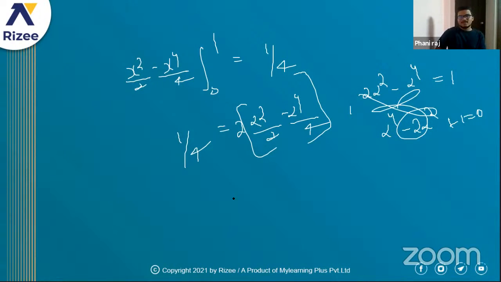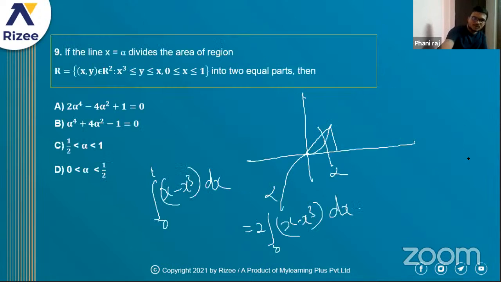Okay. So multiplying with 4, what do you get? 1 by 4 equal to alpha square by 2 minus alpha power 4 by 4, so 1 by 4 equal to alpha square minus alpha power 4 by 2. Multiplying with 4 on both sides, what do you get? 1 equal to 4 alpha square minus 2 alpha power 4. So 2 alpha power 4 minus 4 alpha square plus 1 equal to 0. Clear. This is the correct option.